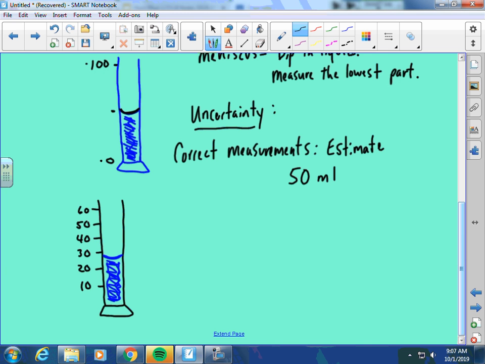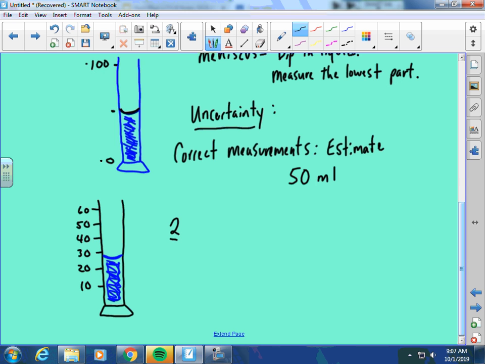So we definitely know that it is 20-something. That's not a guess. I know it's 20-something. I can tell that for sure by looking at it. But now, are there any smaller marks so that I can tell it exactly? There aren't. Okay, so my next number has to be a guess. All right? And this is going to be our last digit.